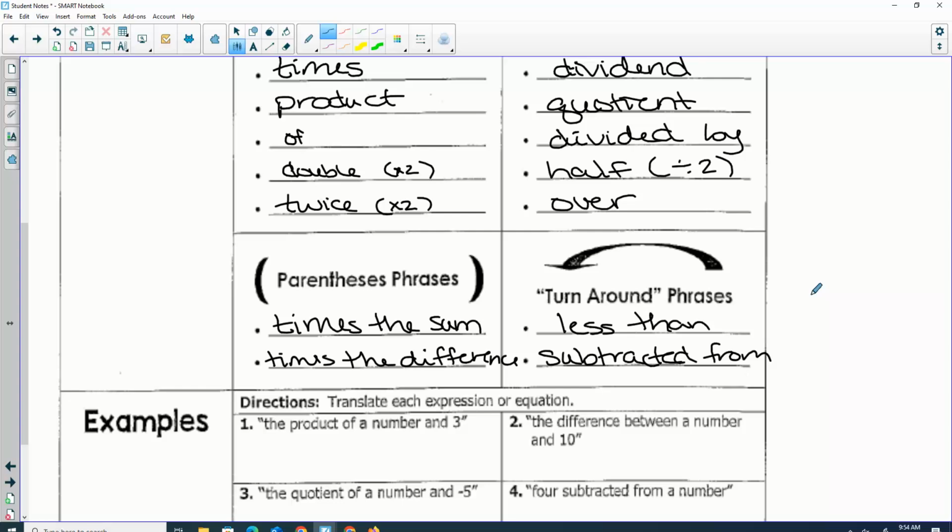When you're adding, does order matter? No. So adding and multiplying, it's no big deal. We can do those in any order. But subtraction and division, order does make a difference.